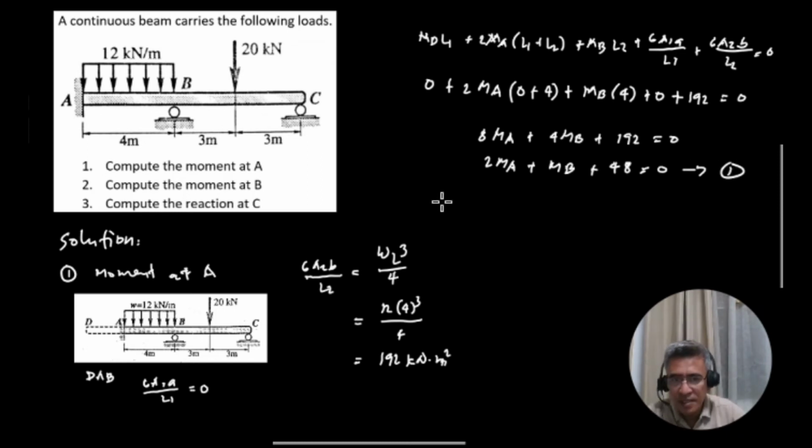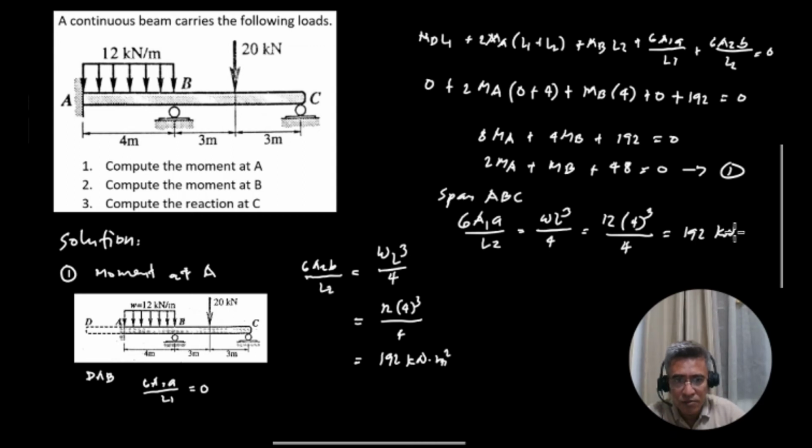And for span ABC, which is 6A1A all over L2. L2 is the second distance or span from A to B. The first span is the imaginary span, which is the distance is 0, and BC is the line 3 or 6 meters. And 6A1A all over L2 for a uniform load, that's WL cube all over 4. And this is 12, the uniform load, multiplied by AB distance, that's 4 cube all over 4. And the value is equivalent to 192 kilonewton meter squared.